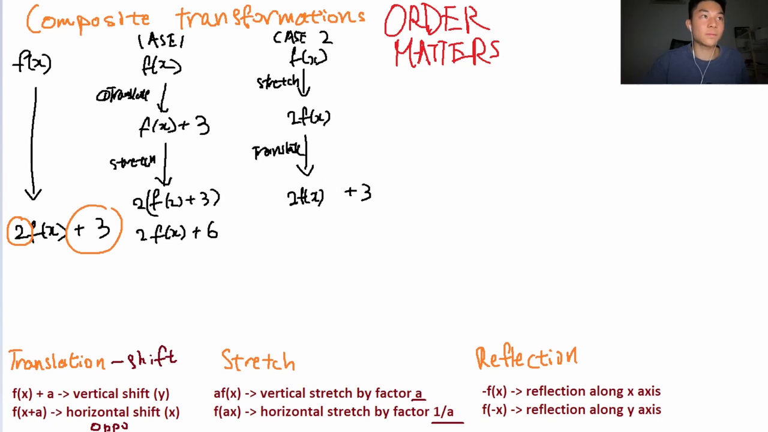So as you can see, order matters. So when we're doing a vertical transformation, I'm going to write it in green, vertical transformation. We always need to stretch first and then translate.